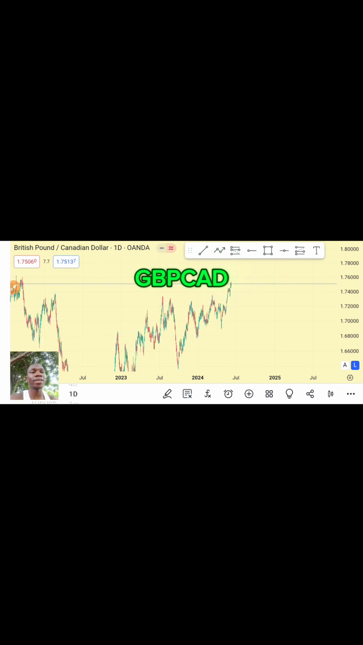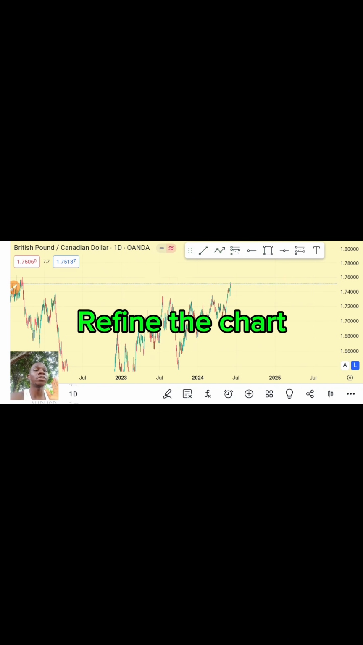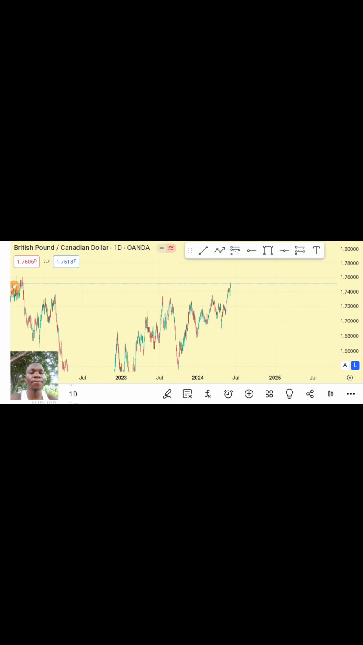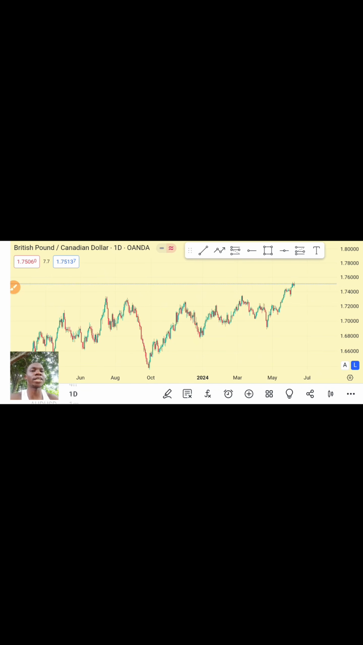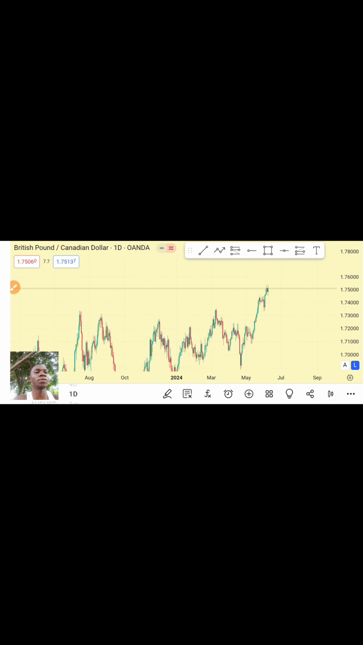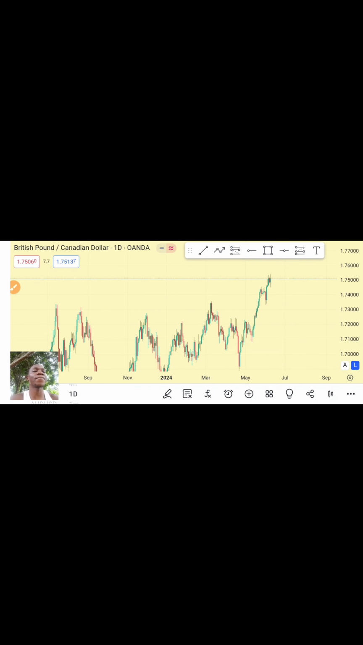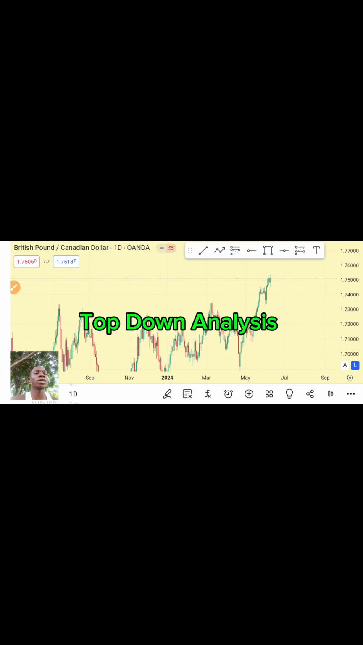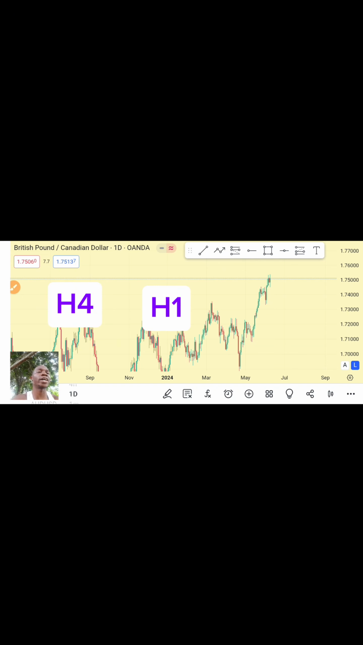So this is GBP Canadian dollar. The first thing we'll do is refine our chart and make the candles appear the way we want them to appear. All right, so I can refine my charts this way. Then after the refinement, we'll go and do our top-down analysis. Now we are swing traders and we catch only the swings in the markets. So we do our top-down analysis. Our higher time frame is going to be H4, followed by H1, and we now look for entries on M15, that is the 15 minutes time frame.